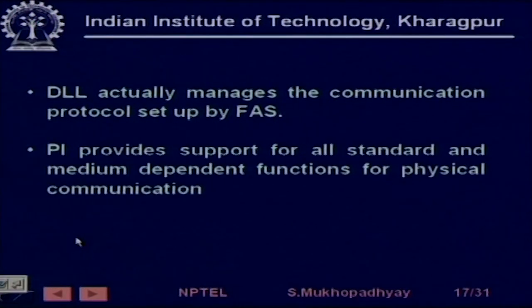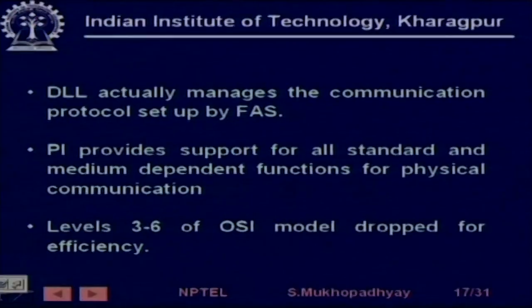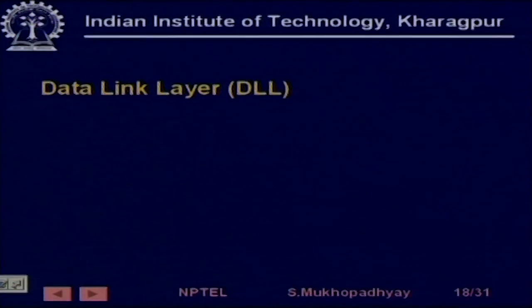The data link layer actually manages the communication protocol. It takes care of the digital communication details, error coding, parity checking, etc. And the physical layer provides the electrical and medium dependent aspects. So if you have wire, if you have RF, then there has to be radio transmission. If you have fiber optics, then there has to be optical communication. So all these details are handled by the physical layer. And levels 3 to 6 are dropped for efficiency.